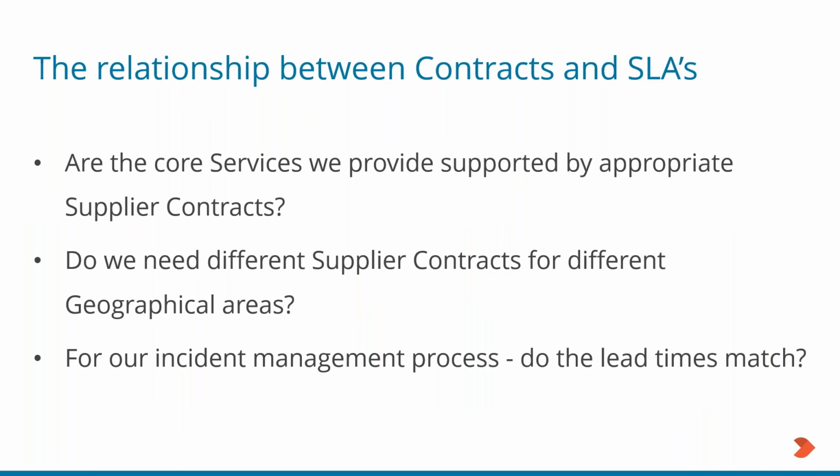So just some points to consider in this relationship. Firstly, are the core services we provide supported by appropriate supplier contracts? So do we have the right infrastructure in place with our suppliers to be able to achieve the targets that we've set out for our end user? We may need different supplier contracts for different geographical areas. Again, as I've said, we may have a supplier which can support TOPdesk UK. However, they won't be the same supplier that's supporting the TOPdesk Netherlands branch.